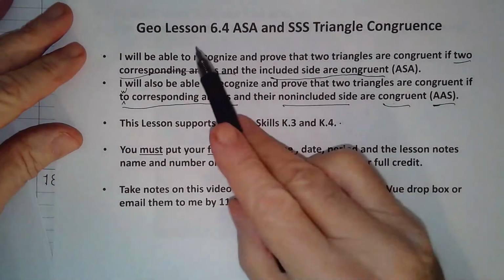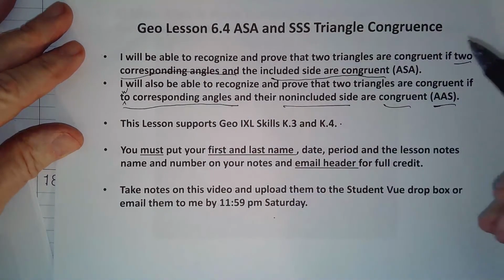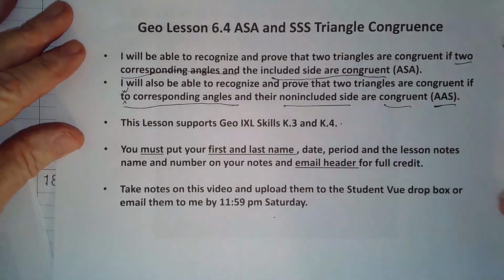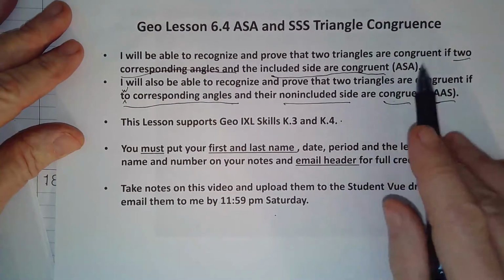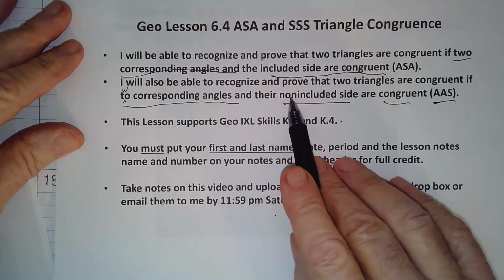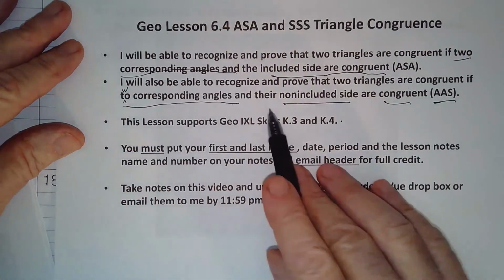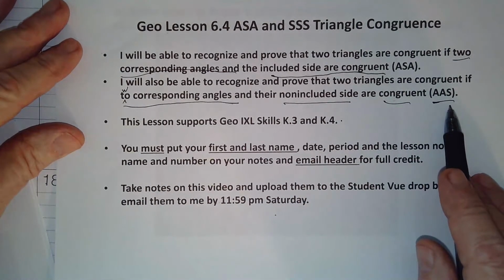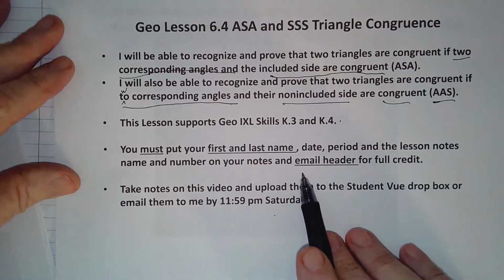Okay, good morning. We're covering Geometry Lesson 6.4 on angle-side-angle and angle-angle-side triangle congruence. You're going to be able to recognize and prove that two triangles are congruent if two corresponding angles and the included side are congruent. That's angle-side-angle. And you'll also be able to recognize and prove that two triangles are congruent if two corresponding angles and a non-included side are congruent. So that's angle-angle-side. Here are the two IXL skills that support this, K3 and K4.